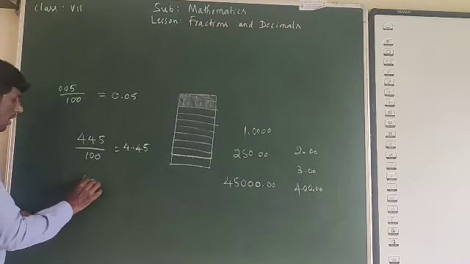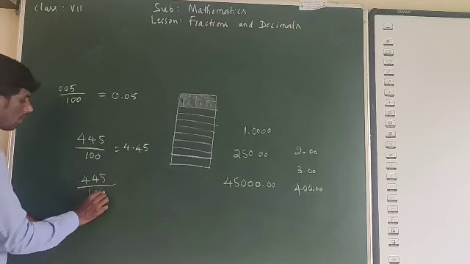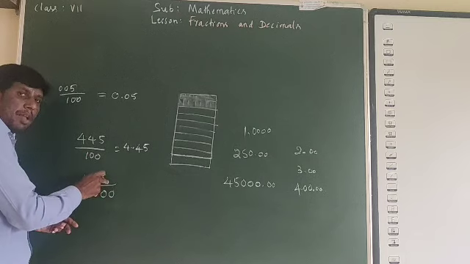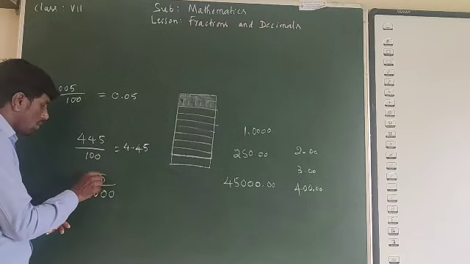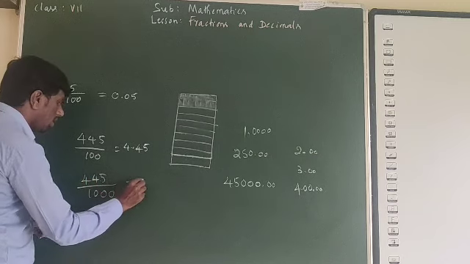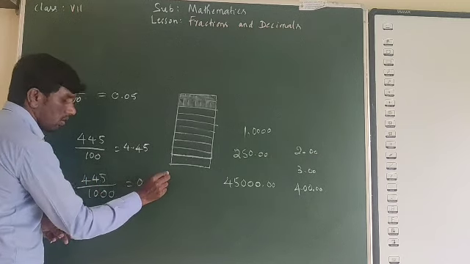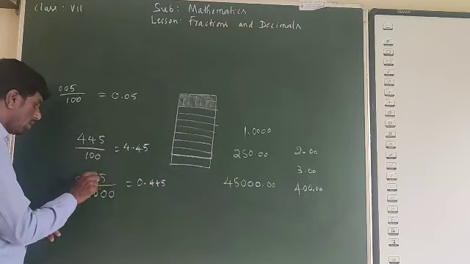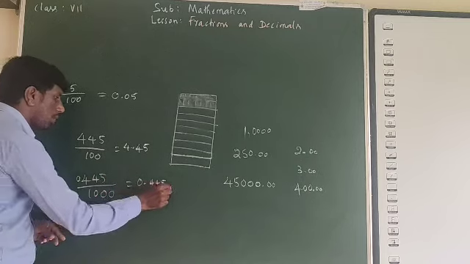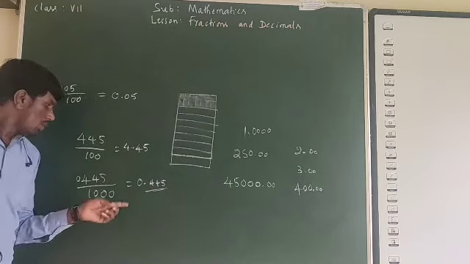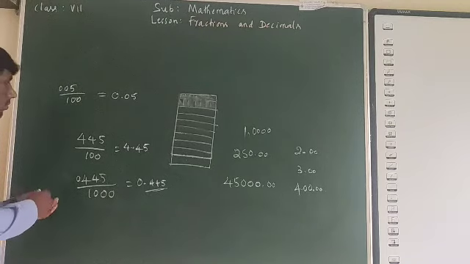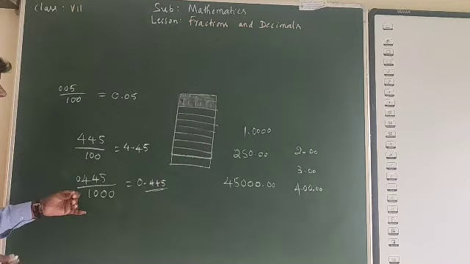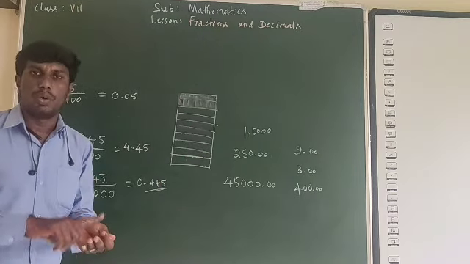Correct? Suppose 445,000. How many zeros? 3 zeros. So by default I am having a decimal point here, right? So 1 2 3. So that is 0.445. You can write 0 before that, right? So decimal point here, 3 zeros, 1 2 3. So 0.445. Right? So this is writing the fraction numbers in terms of decimal form, if the denominator is either 10, 100, 1000.